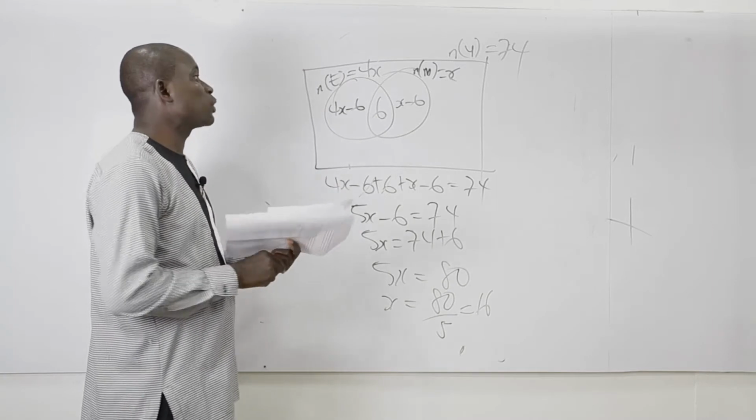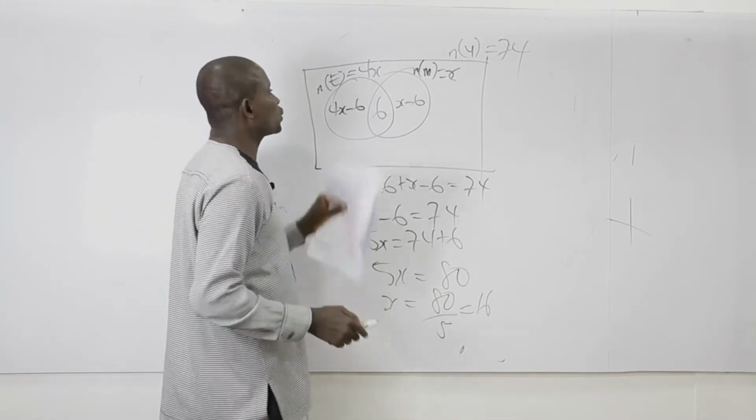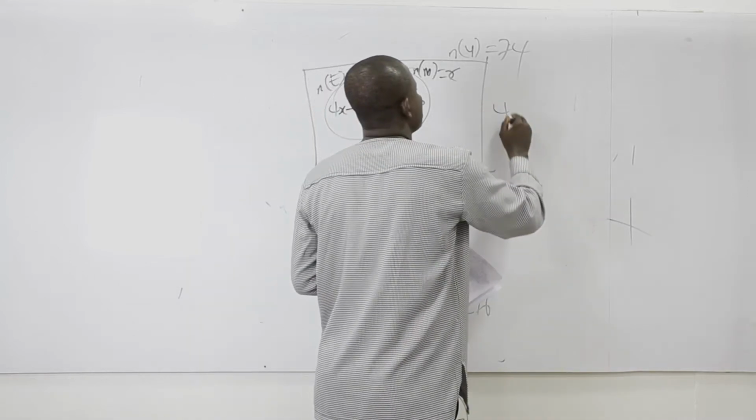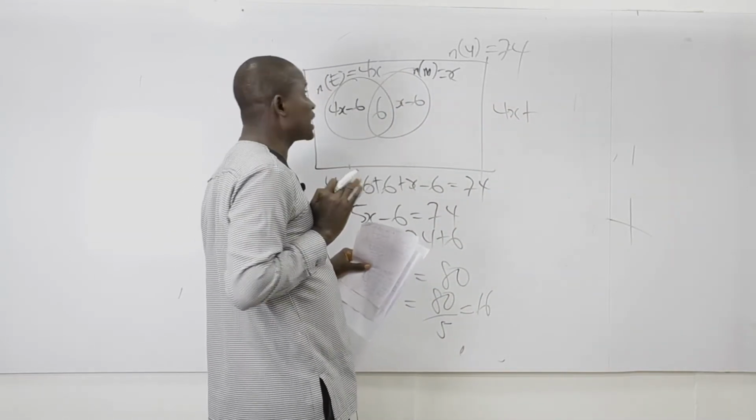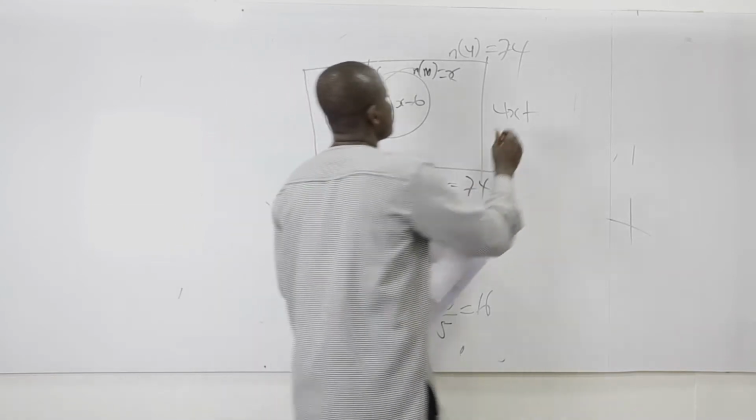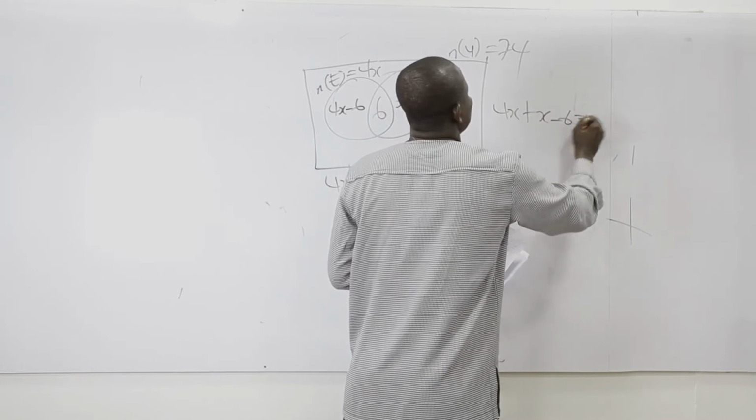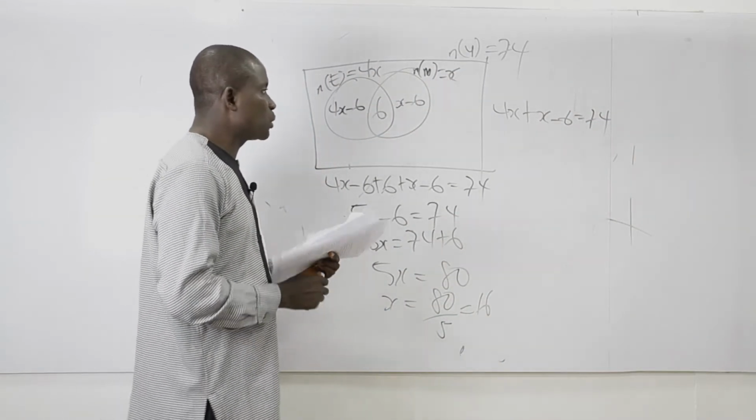Okay? As I was saying, another person can decide not to waste his time to write these 6s. He will just write 4x like this. When he writes the 4x, then everything inside the circle shouldn't be written again, because the 4x represents the content of this circle. So 4x plus x minus 6 is equal to 74. If you do that also, you are still going to get your x to be what?